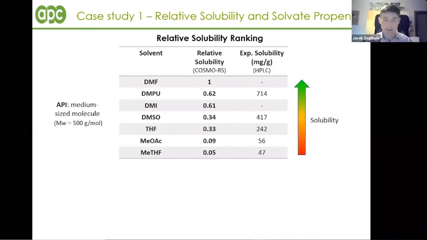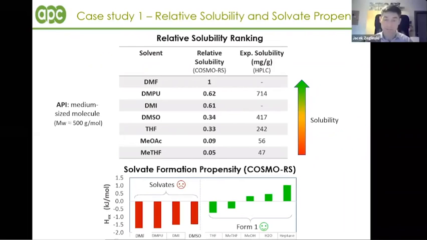So we can predict relative solubilities. In addition to that, for the same API, we've done a scan or screen for the solvate formation propensity with COSMO. For that, we used an algorithm which computes excess enthalpy or enthalpy of mixing. This enthalpy of mixing is related to the interaction between solvent and solute, and a more negative value indicates more favorable mixing, a more exothermic event, and the positive values indicate unfavorable mixing and an endothermic kind of process.